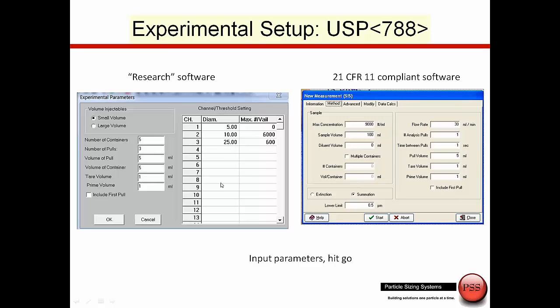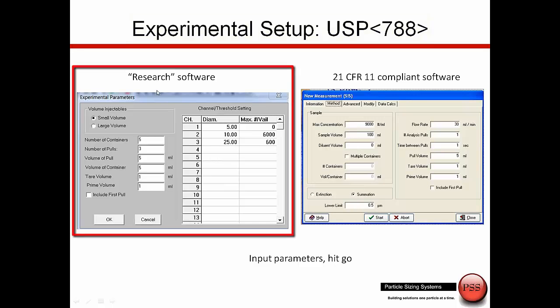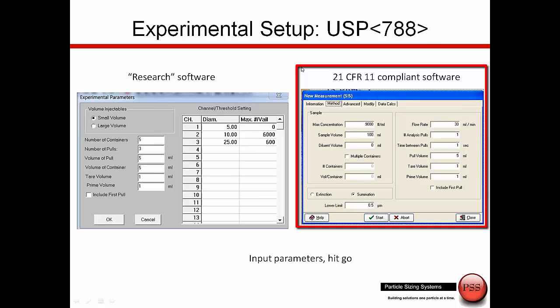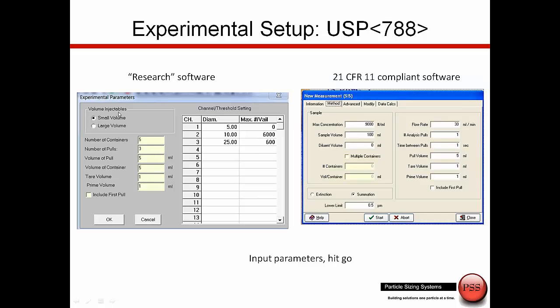Here you see the screenshots where we set up the measurement. On the left we have what we call our research software, and on the right our 21 CFR Part 11 compliance software. Either way, we tell the system, is it a small or large volume parenteral drug? We choose the size ranges we're going to measure at, the size of the containers, did we pool containers, the various other information.